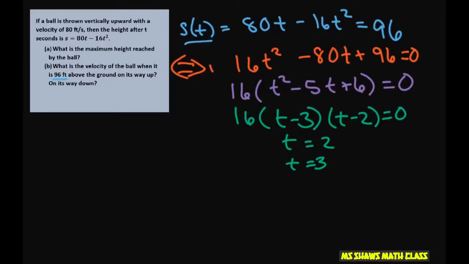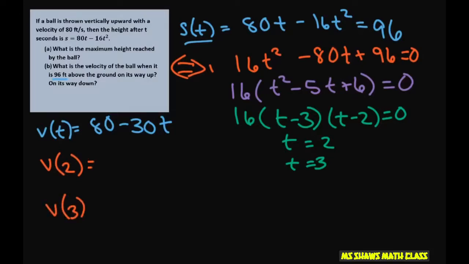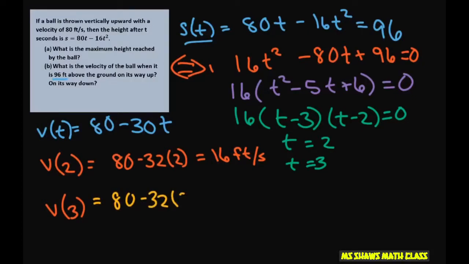Our velocity formula was, let's see, what was it? 80 minus 32t. So plug in 2, and we're also going to plug in 3. When you plug in 2, you get 80 minus 32 times 2, which equals 16 feet per second. And let's plug in the 3. You get 80 minus 32 times 3, which equals negative 16 feet per second.